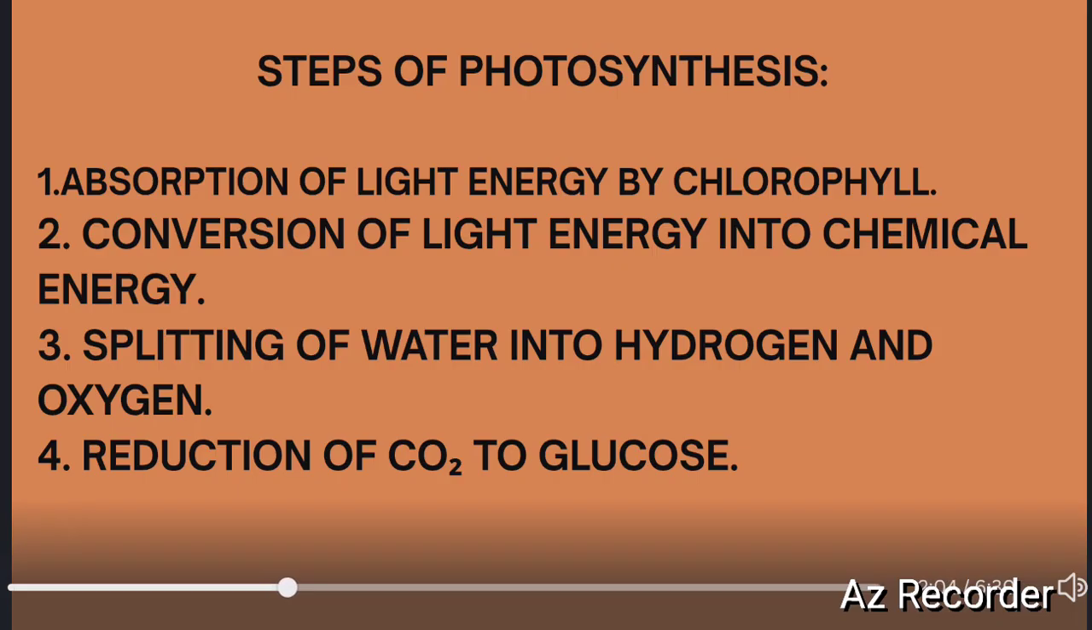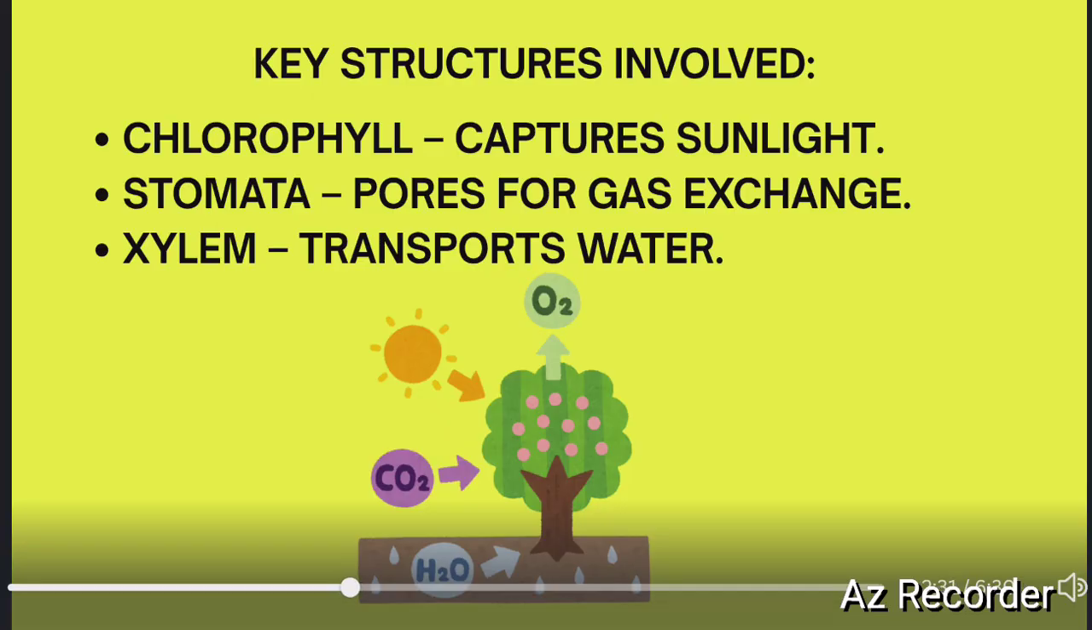And so what are the main structures involved in photosynthesis? First thing, the chlorophyll. What is the main function of chlorophyll? It captures the sunlight. Okay. And stomata. What is the main function of the stomata? The pores for exchange of gases. And xylem. What is the main function of xylem? It transports the water molecules. Right. So these are all the main structures involved in photosynthesis.